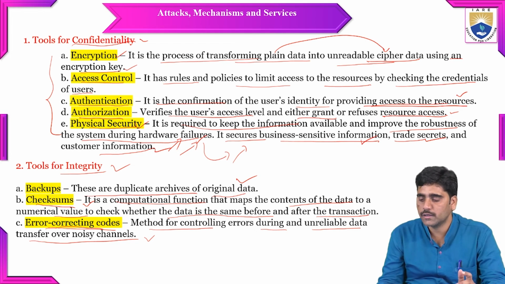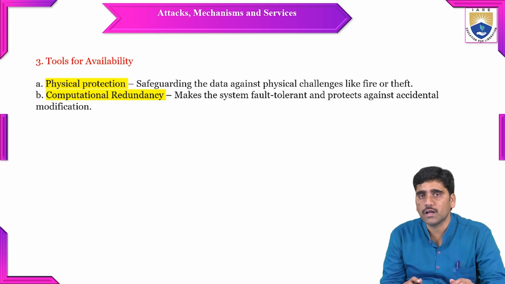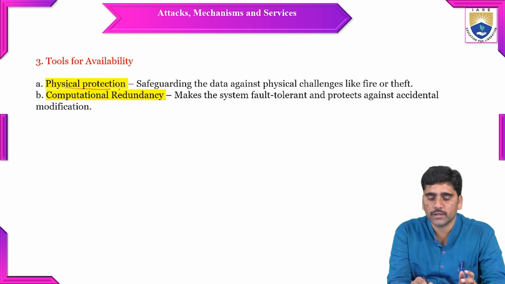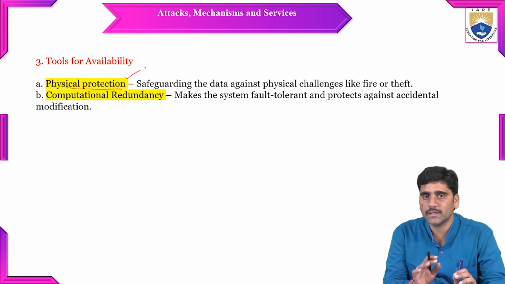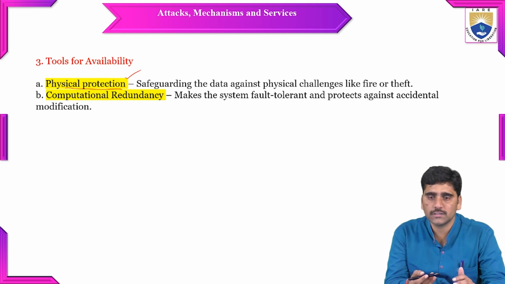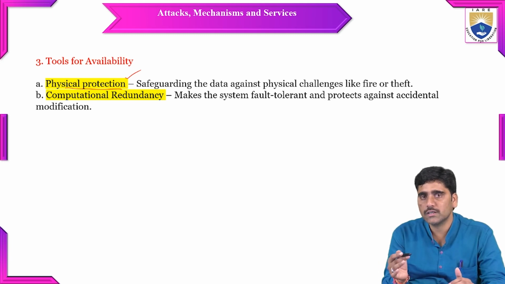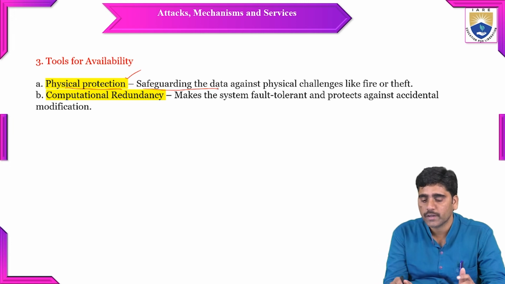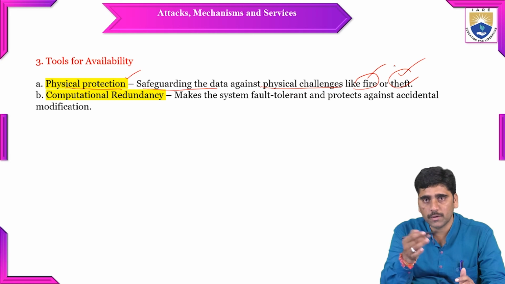And the tools for availability. One is physical protection. You need to keep all the data safe in different locations. If one location fails, then you use the data from another location for backup and restoration purposes. So here we are safeguarding the data against physical damage like fire or theft. If one place has a fire accident, then you will get the data from another location.